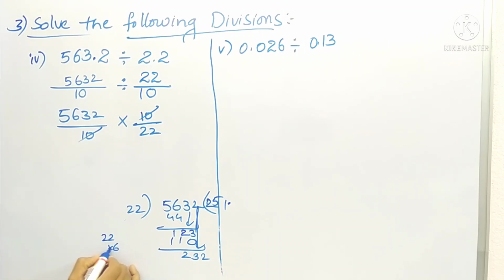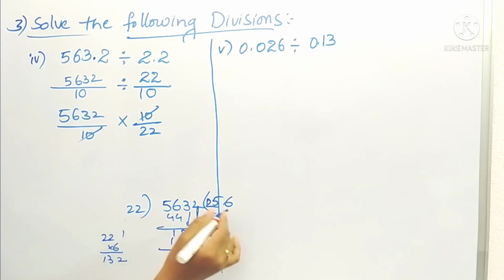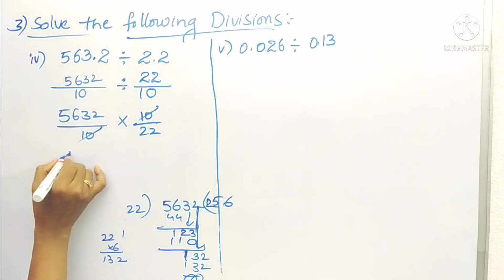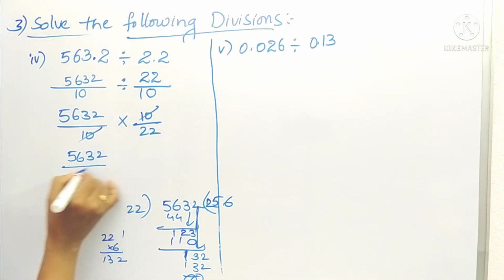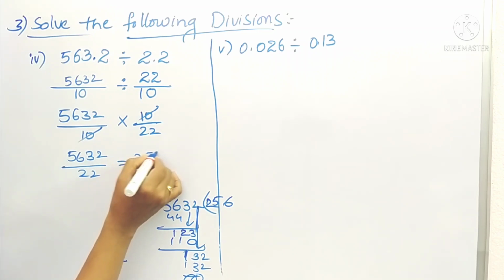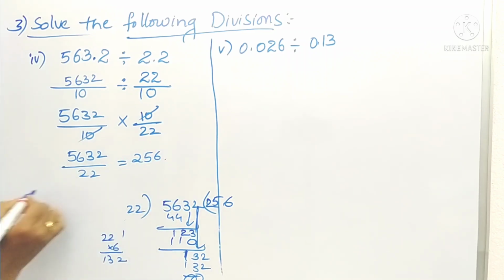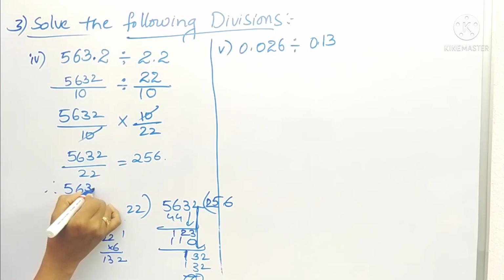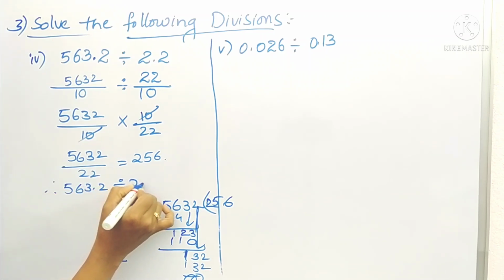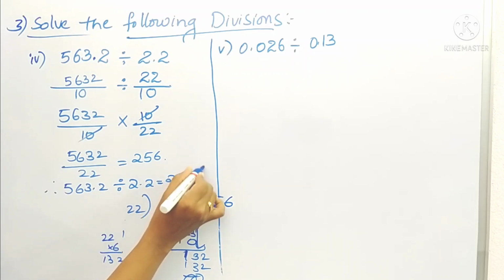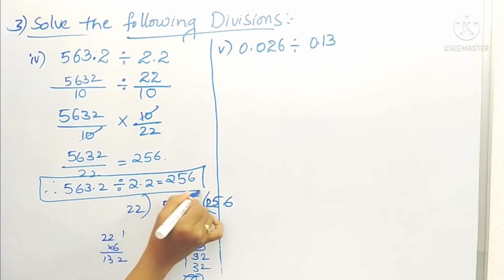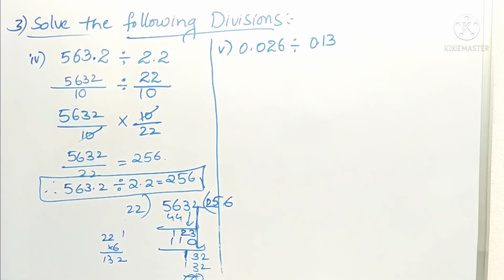So we check 22 6s: 6 2s are 12 and 6 2s are 12 plus 3. So here 2 minus 1 is 1 only. So 22 6s are 132. So what is this value? 5632 by 22 will be 256. So the final answer: 563.2 divided by 2.2 is equal to 256. Just highlight your answer. It leaves a good impression on the teachers.